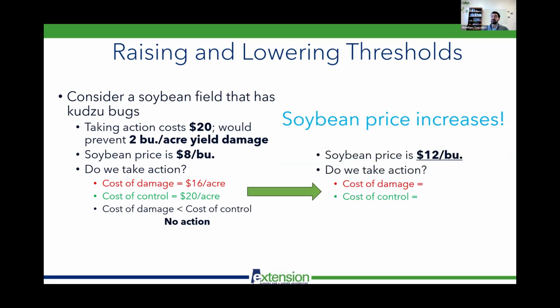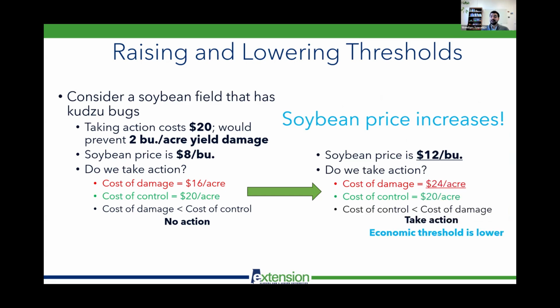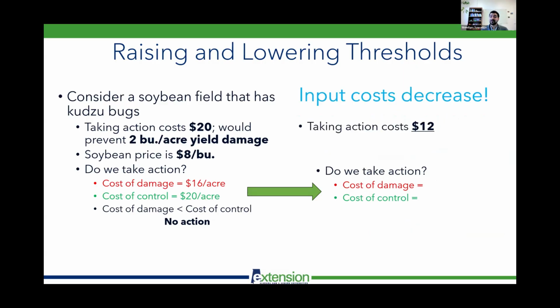Now, if the soybean price increases to $12 per bushel, the cost of damage goes from $16 up to $24, because now our 2 bushels in soybean loss is worth $24. And the cost of control still stays at $20. So now we can spend $20 to save ourselves $24 in losses. That's worth doing, and so we take action in this case. And so the increase in soybean price reduced our economic threshold.